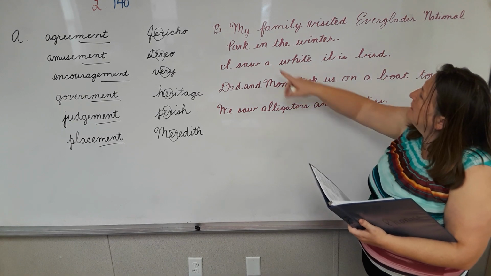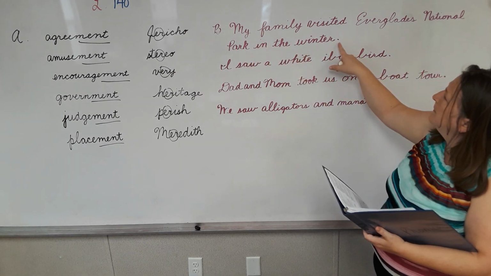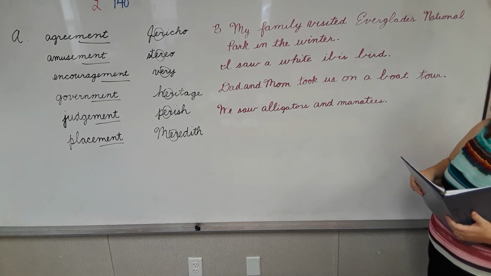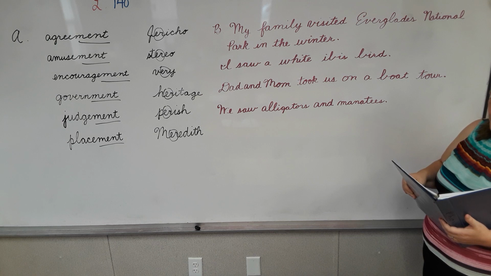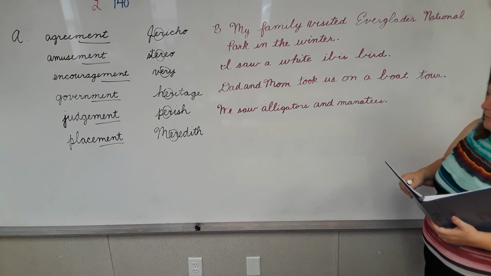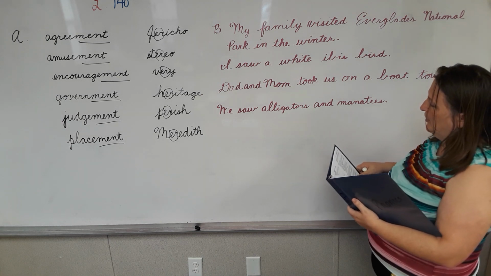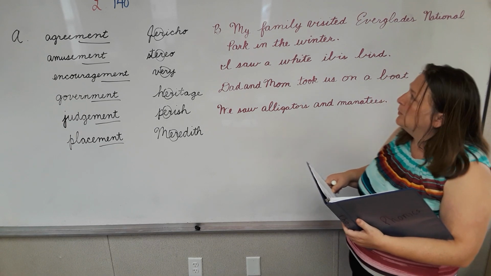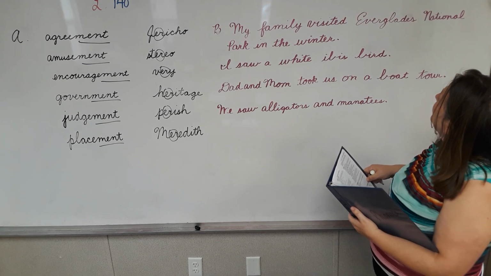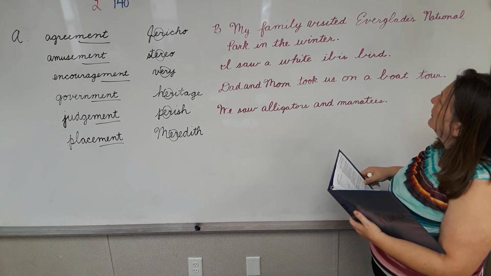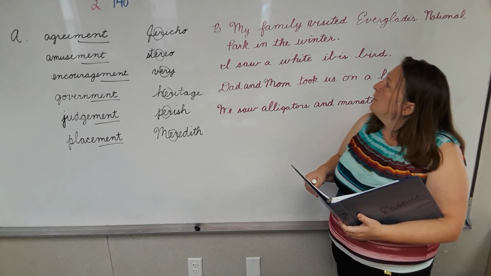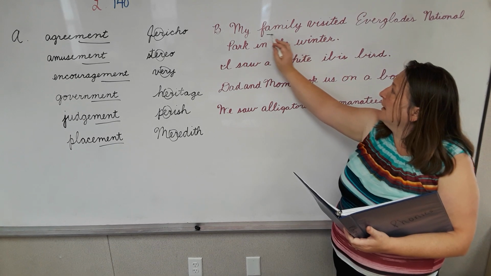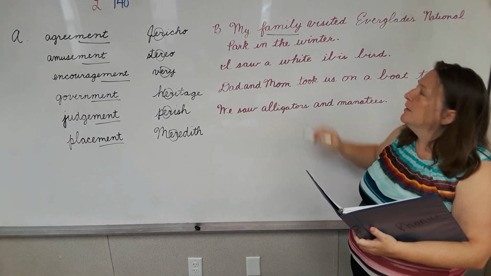Go ahead and read this first sentence. We're going to underline the subject once, the verb twice, and divide the sentence between the subject and the predicate. My family visited Everglades National Park in the winter. What is the subject? Family. What is the verb? Visited.